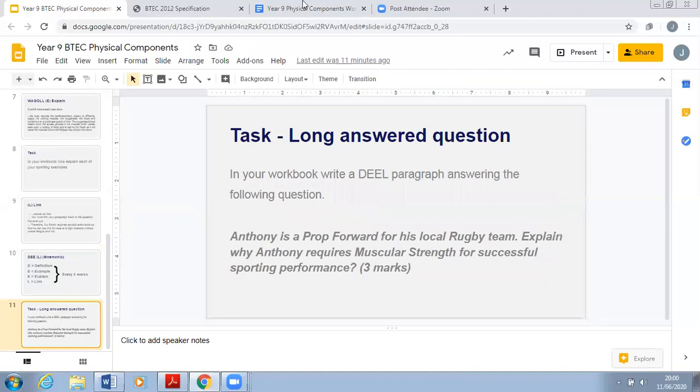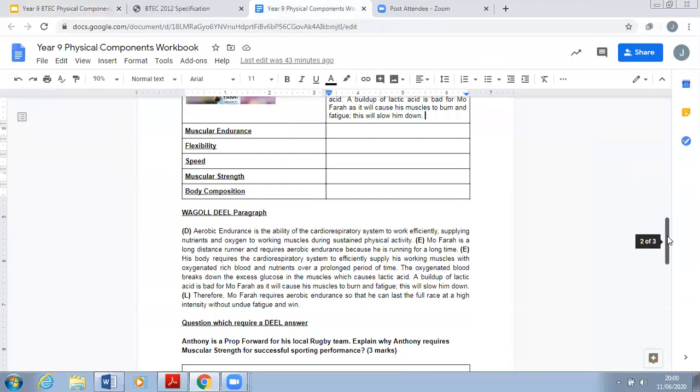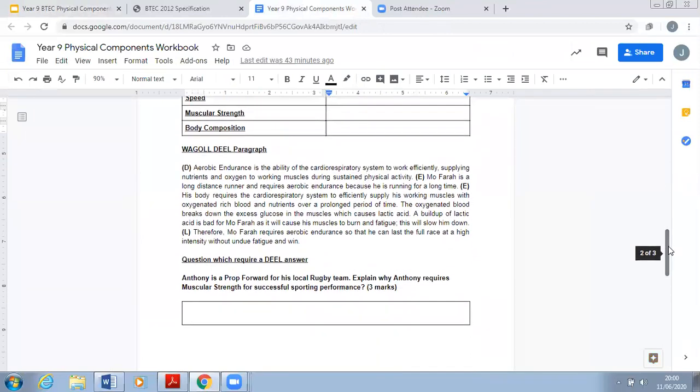We're going to look at the long answer question in a second. What I want to do first is show you an example of a DEAL paragraph. I've done it so that you can see each stage of the DEAL. So we've got the D there, and we've got our example here.